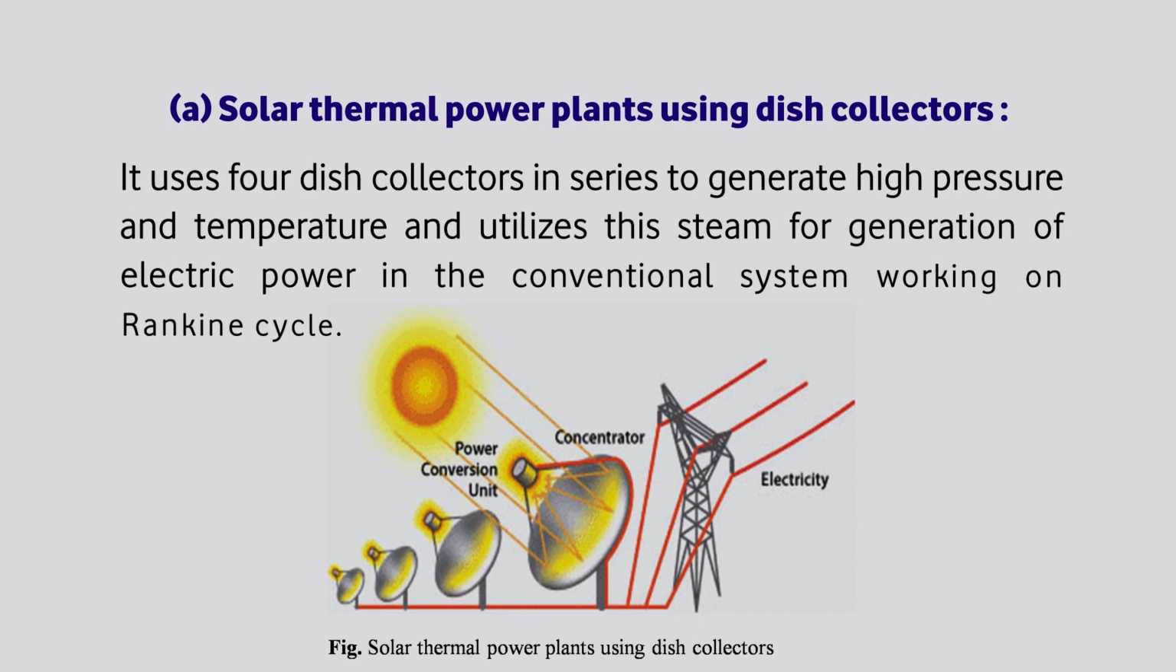It uses 4 disc collectors in series to generate high pressure and temperature and utilizes the steam for generation of electrical power in a conventional system working on the Rankine cycle. Due to limitation of the size and the small quantity of load, this type of solar power plant is not suitable for generation of power beyond a few kilowatts. For this reason, such plants are not built for large power generation.